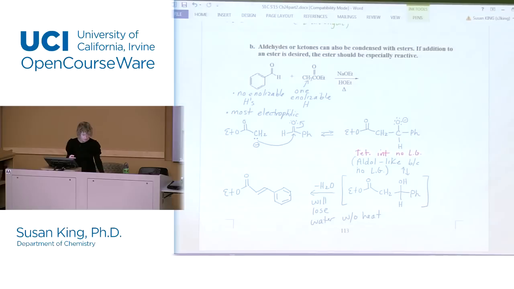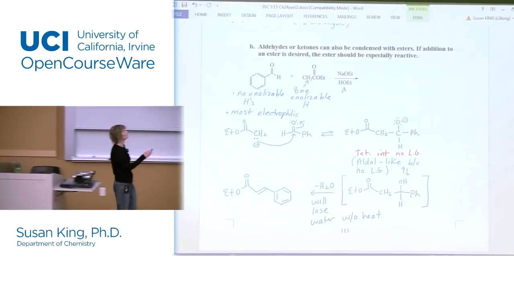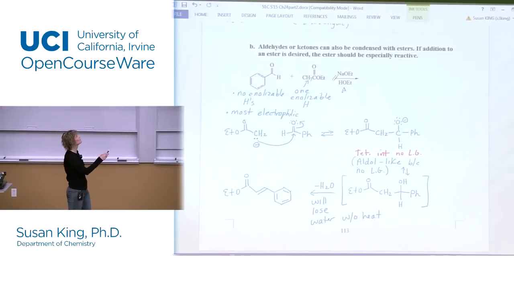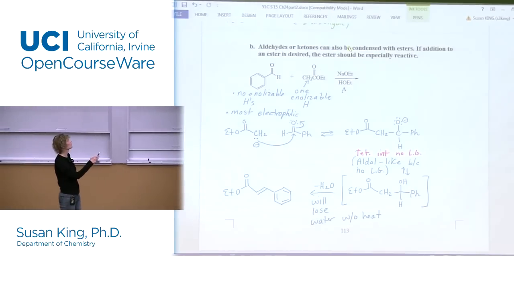Questions on that one? Yes? I'm not showing the whole mechanism, but yeah. In this case, we would protonate with ethanol rather than water. Okay. Yeah, we definitely want to use, if there is an ester involved, you want to choose your base to match the ester. What if I use sodium hydroxide here and water instead? What would happen?